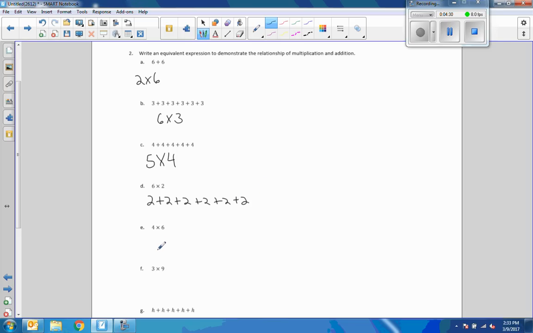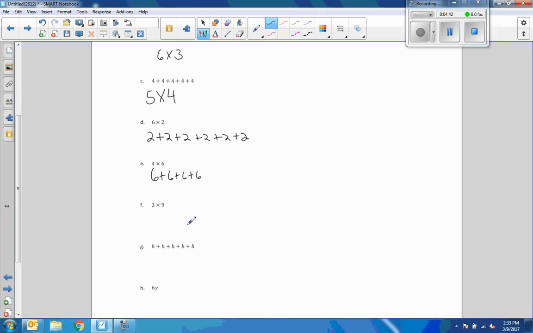Okay, D means we're going to have 6 4 times. 6 plus 6 plus 6 plus 6. So it's really the second number repeated the number of times the first number says. So this is 9 repeated 3 times. 9 plus 9 plus 9.